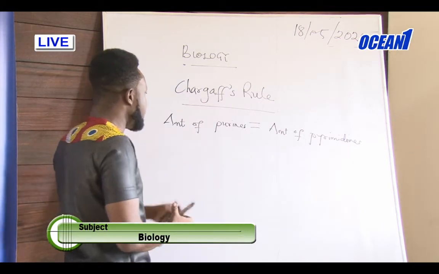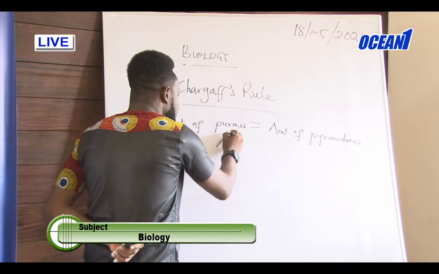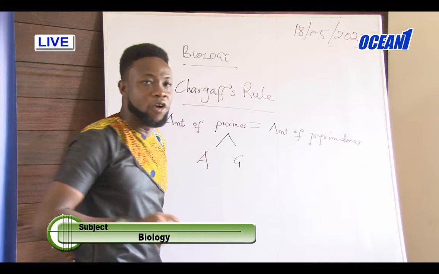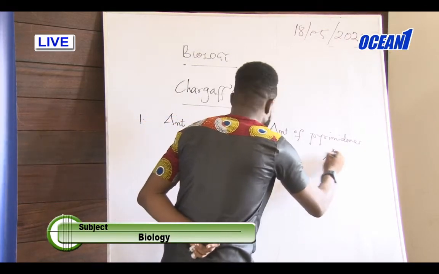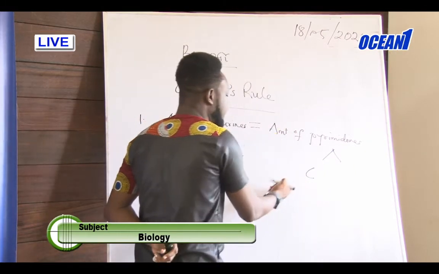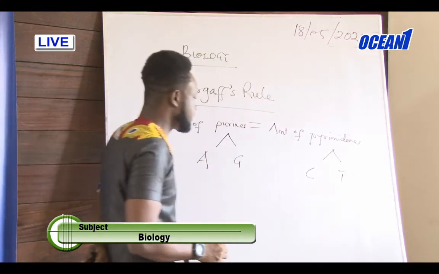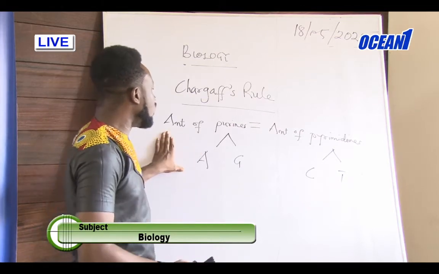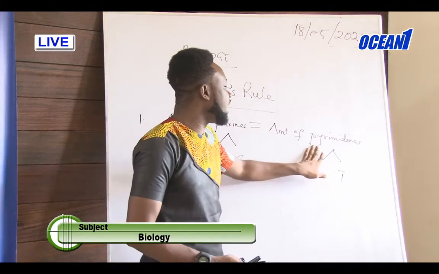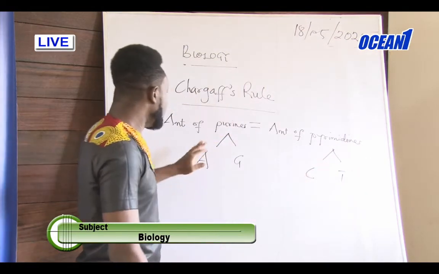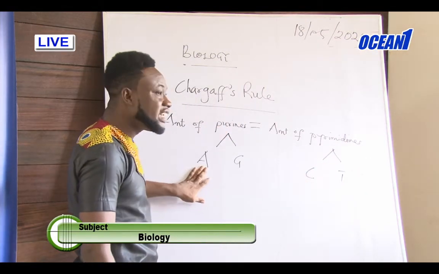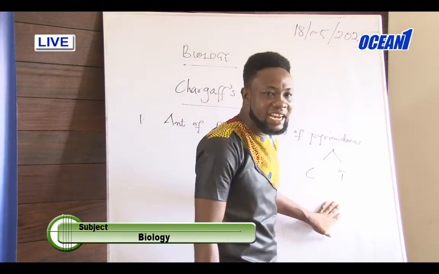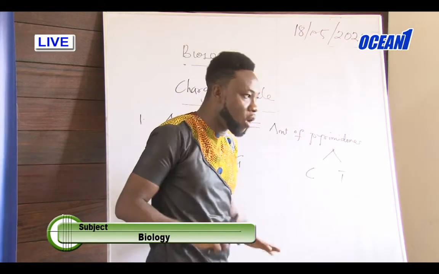So we already know that our purines are the adenine and guanine, and we already know that our pyrimidines are the cytosine and the thymine. So Chargaff said that the amount of purines always equals the amount of pyrimidines. This is what we are aware of.